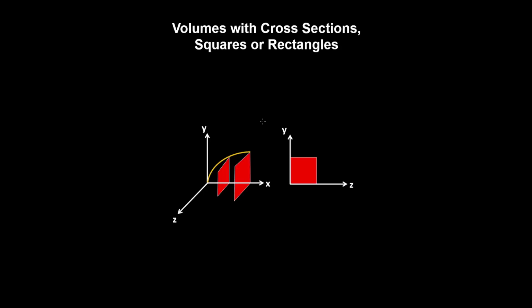We can use definite integrals to find the volume of a solid with square and rectangular cross sections. So suppose we have this curve y is equal to f of x. Well, the height of each square in this case is y. And because it's a square section, the width is also the same. So you can visualize these squares as being parallel to the YZ plane.